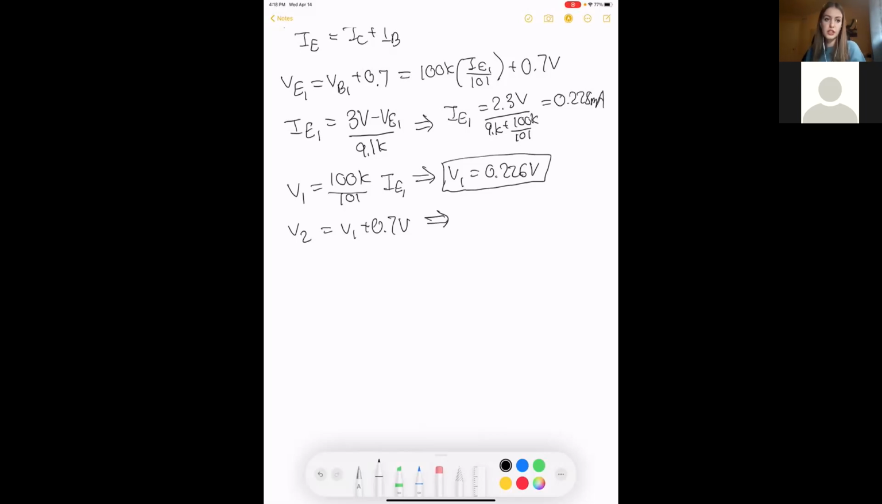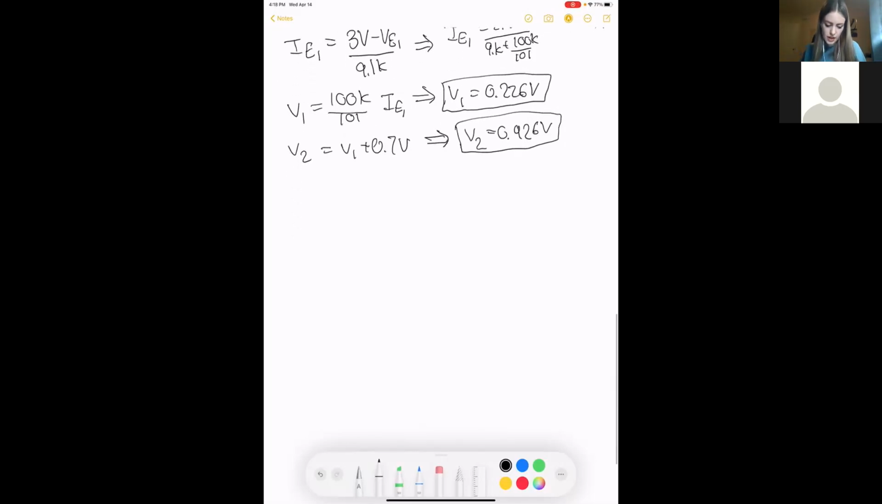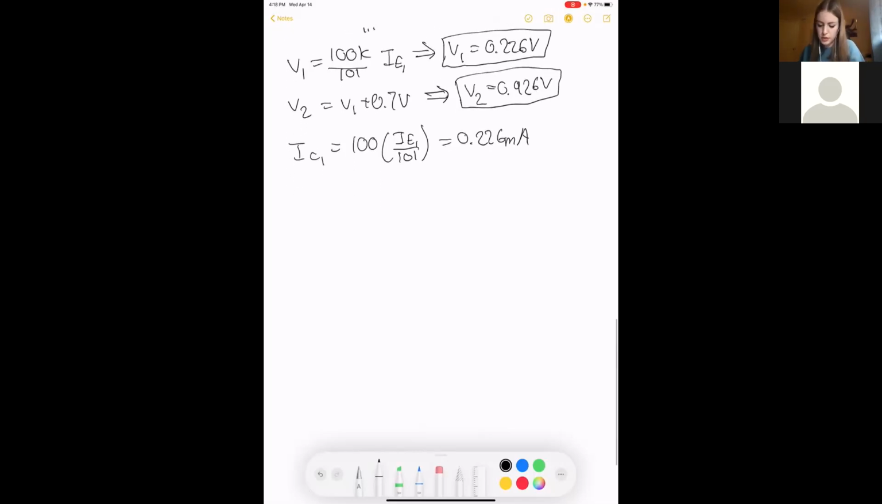And then I guess at the end you want to check that your assumption was correct. V2 then is 0.926 volts. Okay. So now we're going to find our IC1 so that we can find our V3, which is at our collector for this first transistor. So IC1, again, we know that it's 100 IB1, which is the same as 100 IE1 over 101. And so we can sub that in and we got 0.226 milliamps.